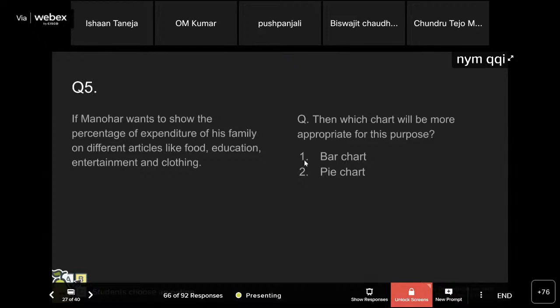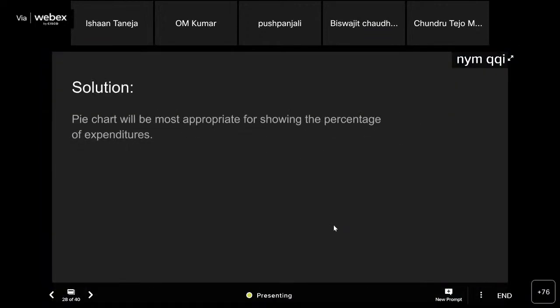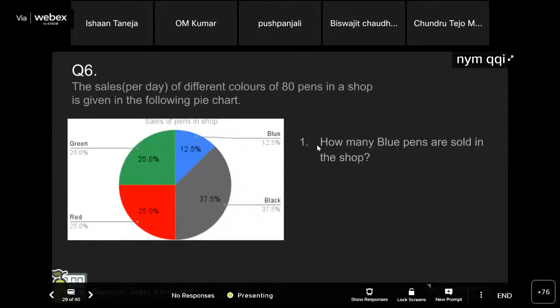Okay, I hope most of you have answered. That's something unexpected. All of you have answered correctly, so that's a great thing. We are interested in showing the percentage of proportion, so definitely it's the pie chart we discussed earlier.